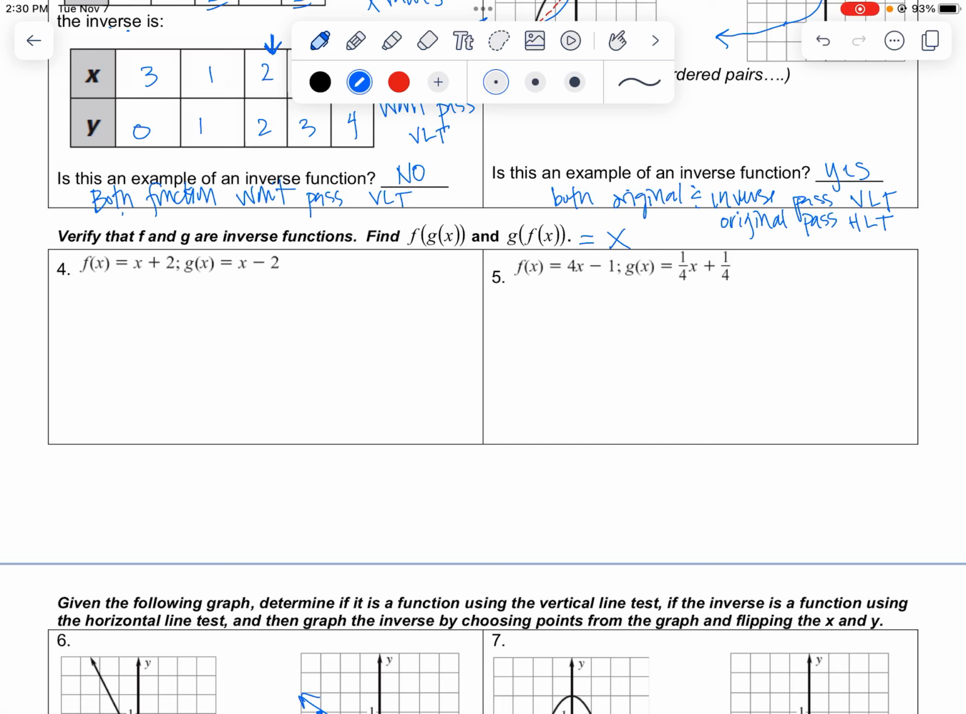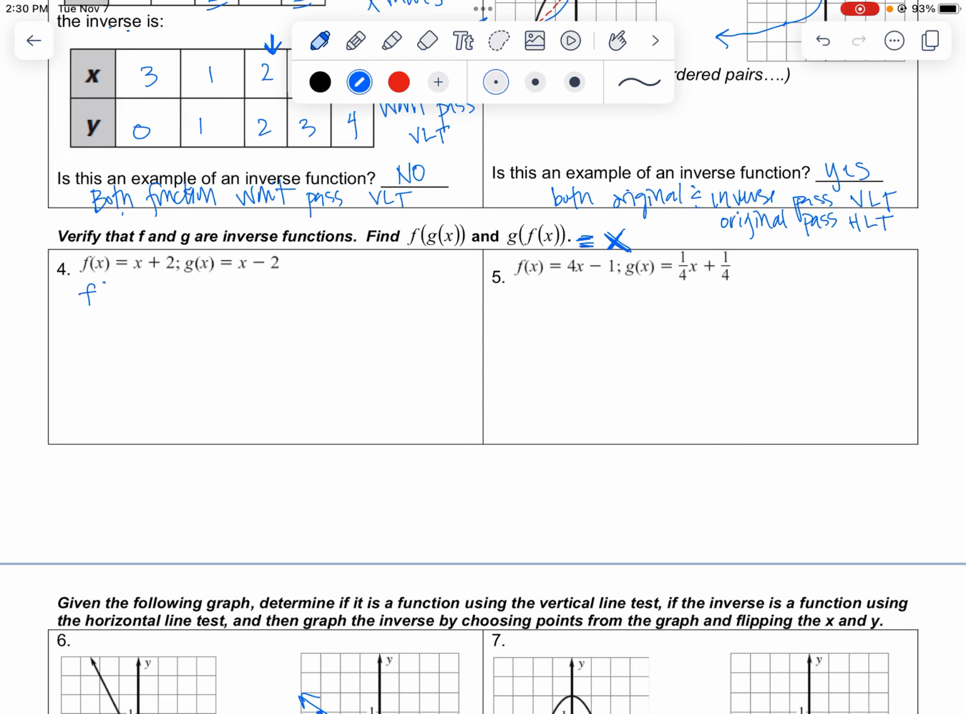Hello, welcome back to part 2 of the guided notes on graphing and solving, finding inverse functions. In the second part here, I ask you to find the composition of f of g of x and g of f of x. If your output equals x, then what that tells you is that the two functions are inverses of each other.